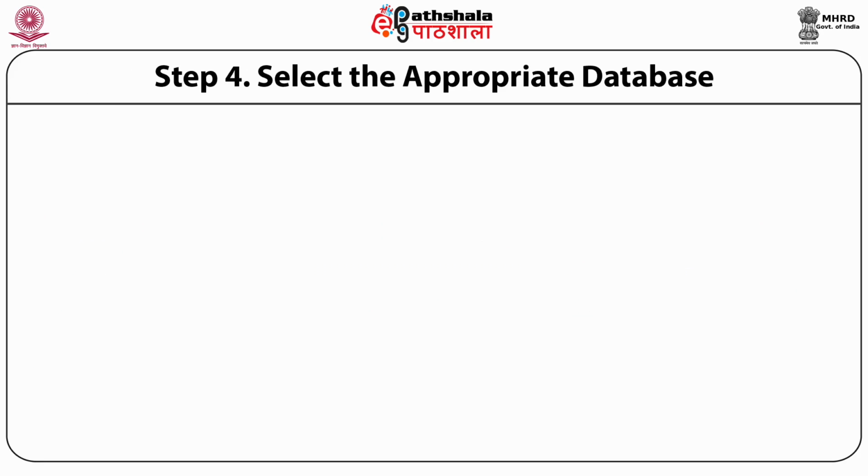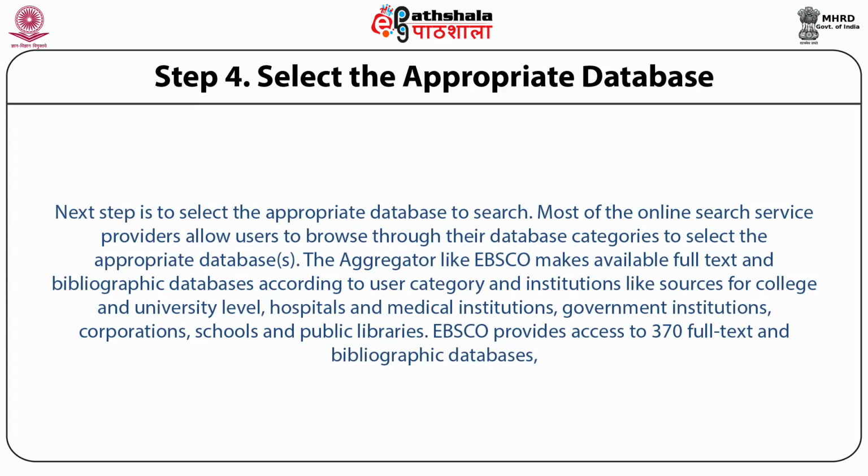Select the appropriate database. Next step is to select the appropriate database to search. Most of the online search service providers allow users to browse through their database categories to select the appropriate database. The aggregator like EBSCO makes available full text and bibliographic databases according to user category and institutions, like sources for college and university level, for hospitals, for medical institutions, for government institutions, for corporations, for schools and public libraries, etc. EBSCO provides access to 370 full text and bibliographic databases.